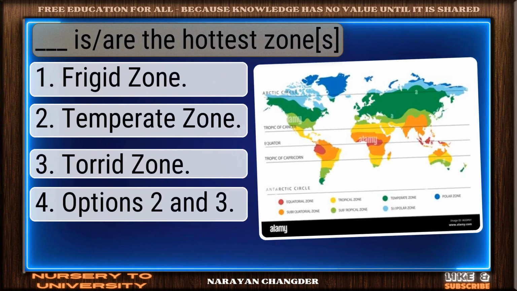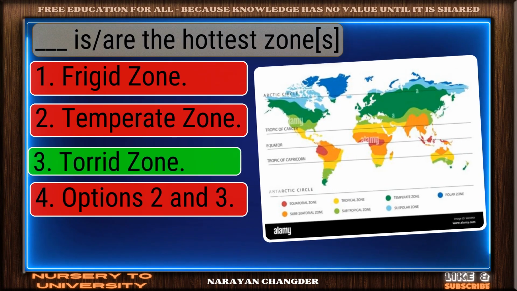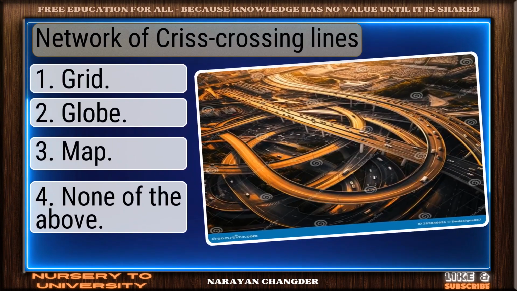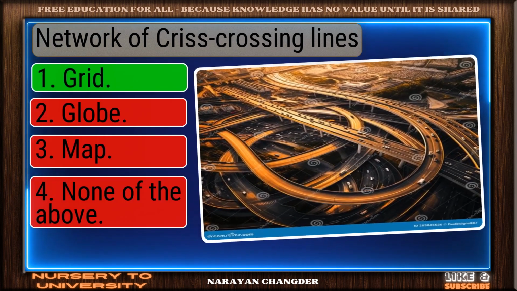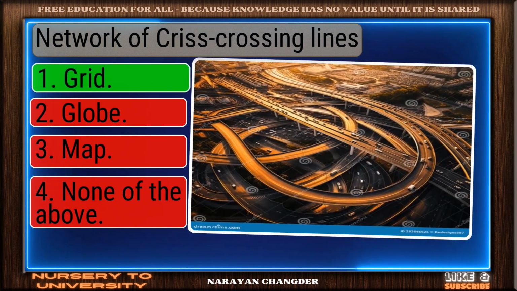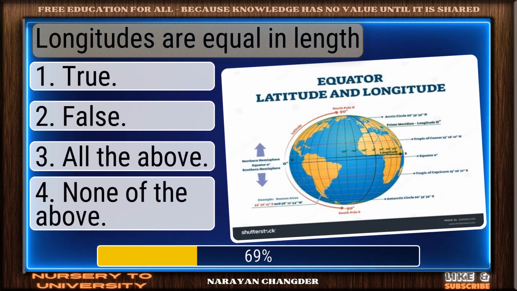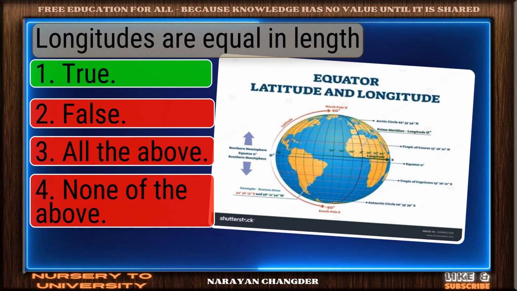Dash is the hottest zone? Well reasoned. Torrid zone is the correct choice. Network of crisscrossing lines. Smart move. Grid is an accurate answer. Longitudes are equal in length. You're right. True is the correct answer.